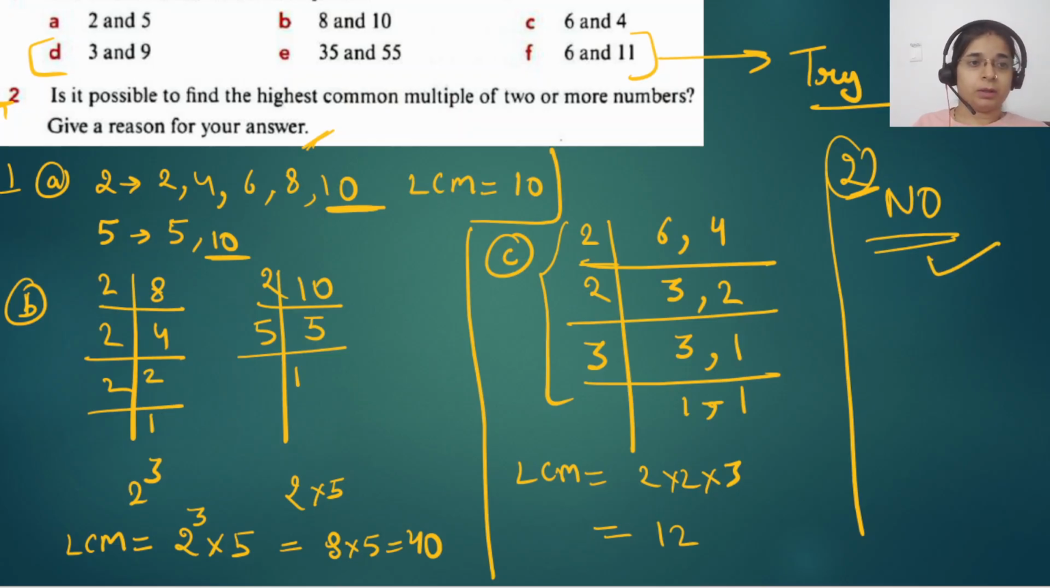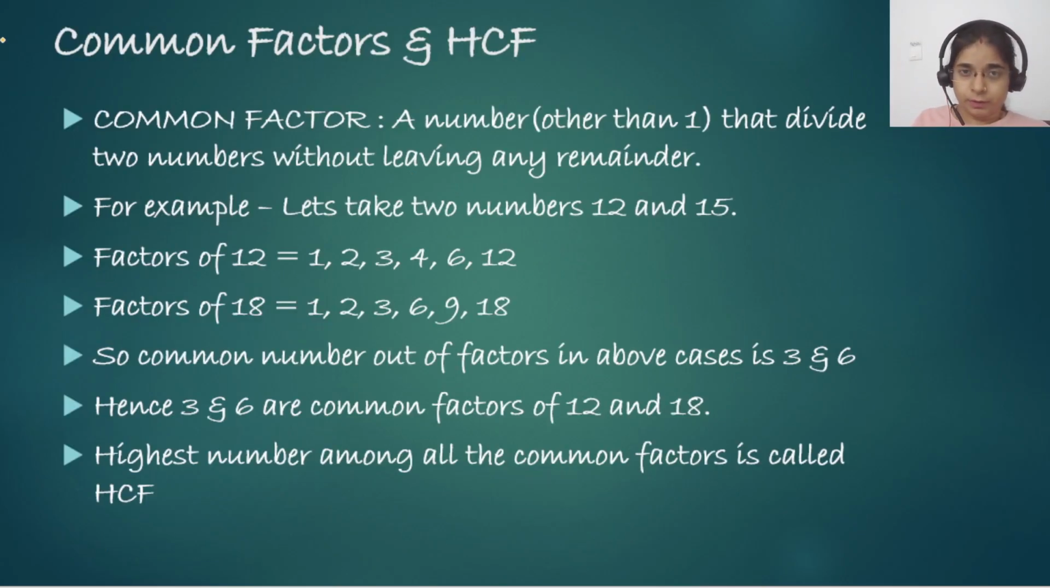Okay. Now let's move to the HCF. So for HCF, first understand what common factors are. A common factor is a number that divides two numbers without leaving any remainder, and that should be other than 1, because 1 is a common factor of each and every number. But other than 1, if there is a number which divides two numbers completely without leaving any remainder, that is called a common factor.